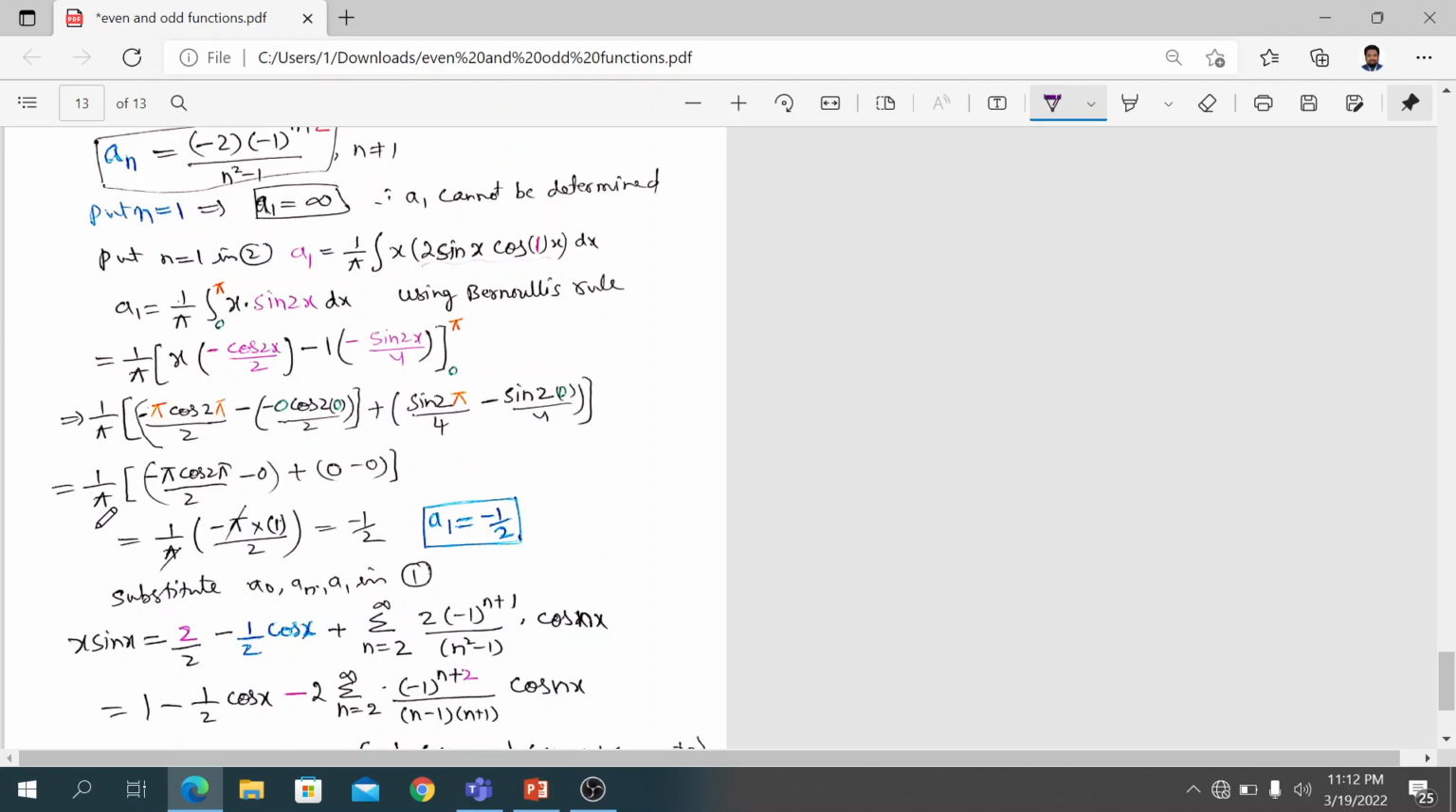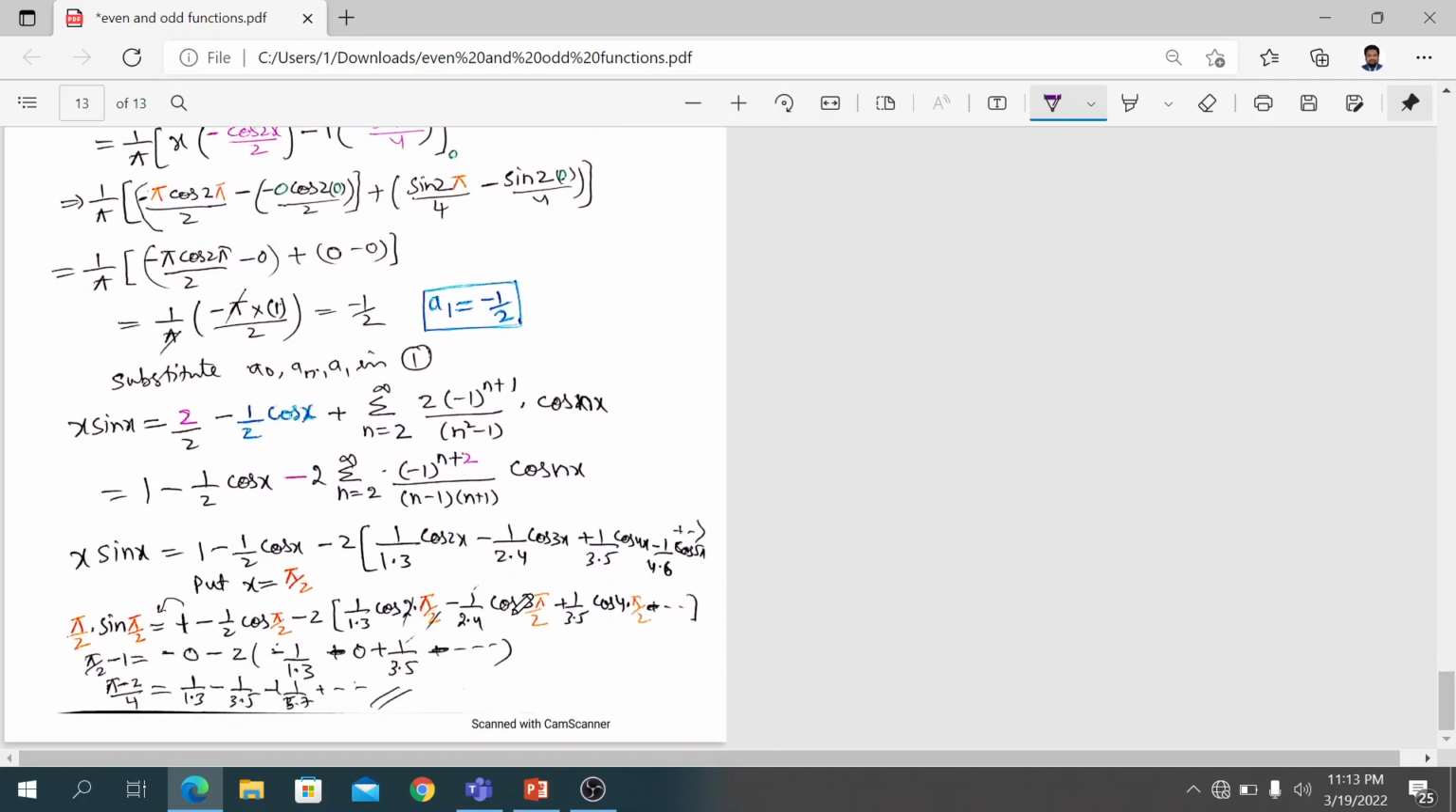So 1 by pi, this is minus pi cos 2 pi by 2; 0 into something is 0, sin values will be 0. Last answer: 1 by pi times minus pi cos 2 pi by 2, pi pi cancel, minus 1, cos 2 pi value is 1. So minus 1 by 2. a1 value is minus 1 by 2.